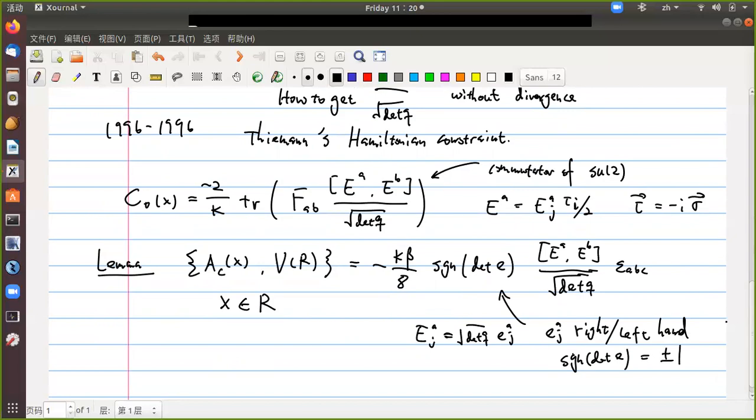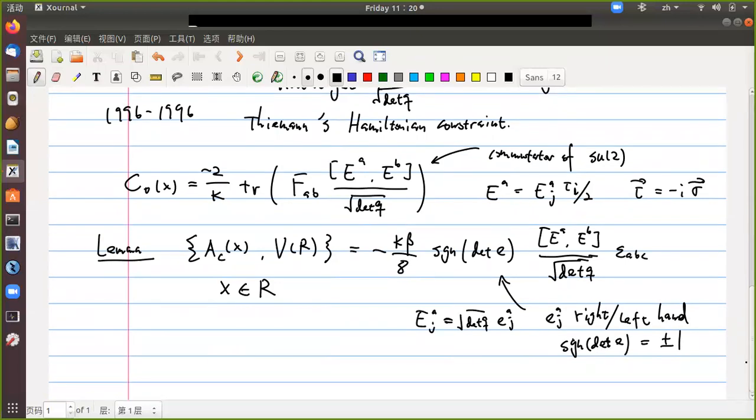Okay, so this is just the sign of the determinant. If you compute the determinant of E, this is just the sign of the determinant. This is what we usually call Thiemann's trick. All right, so let me prove this lemma. This is just a simple calculation.